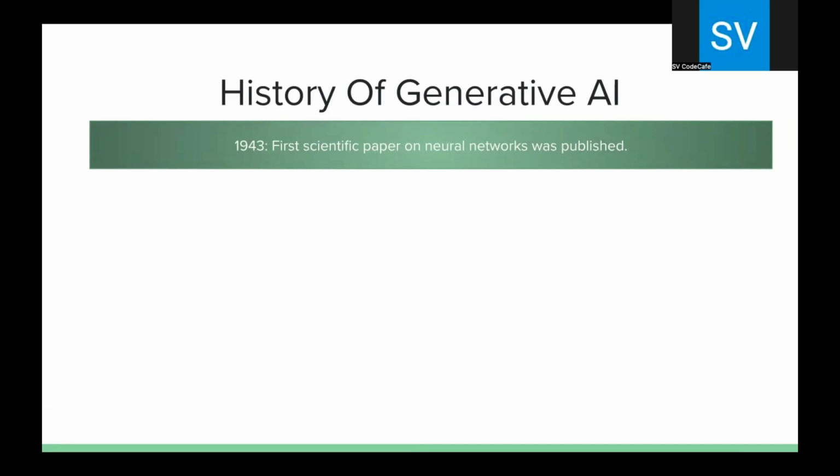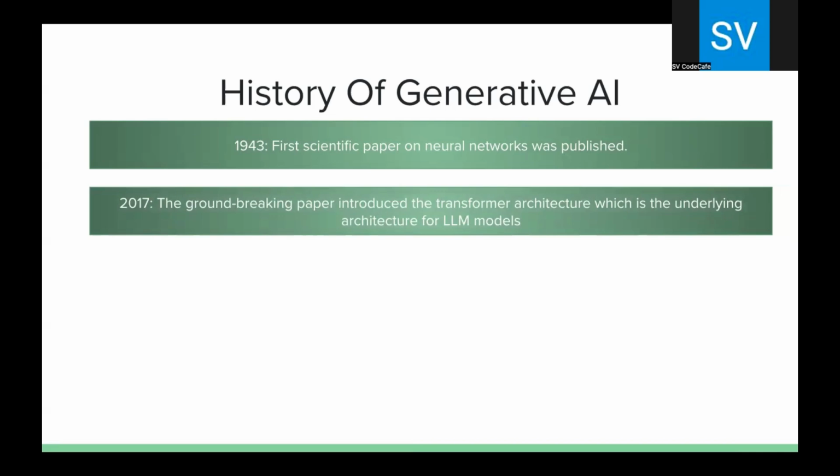Two scientists, Warren McCulloch and Walter Pitts, published a paper titled A Logical Calculus of Ideas Immanent in Nervous Activity. In this paper, they introduced the concept of a neural network, a model inspired by how the human brain works.